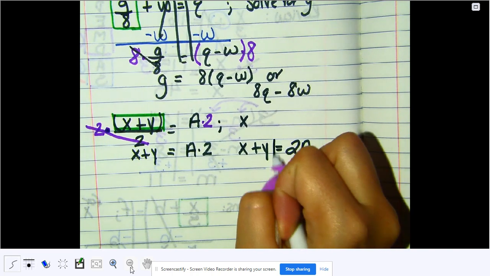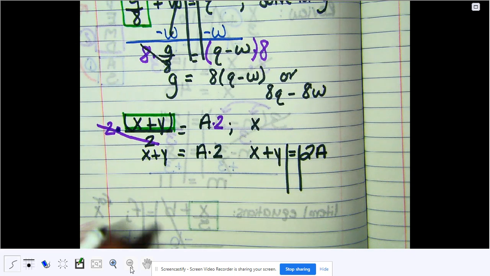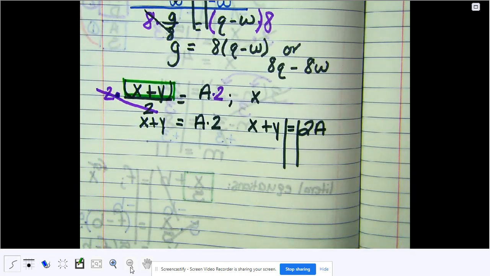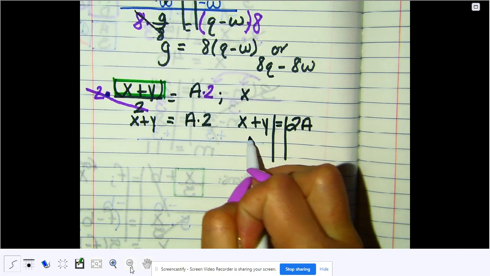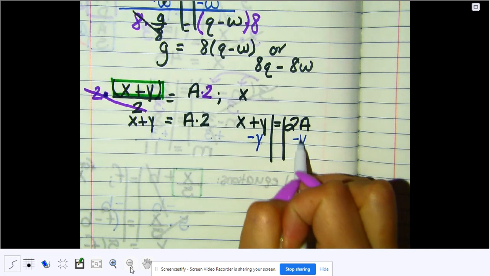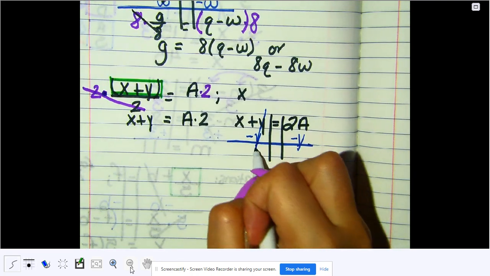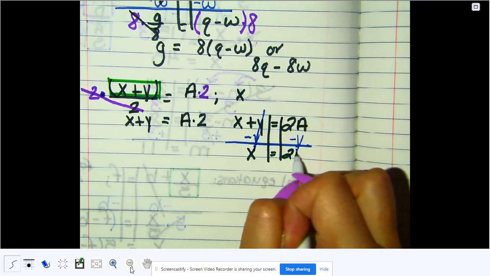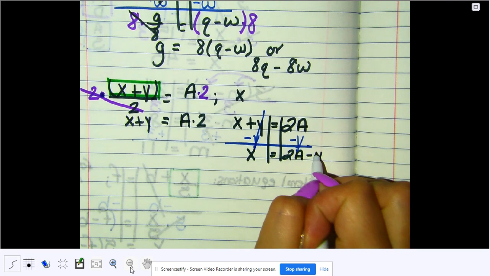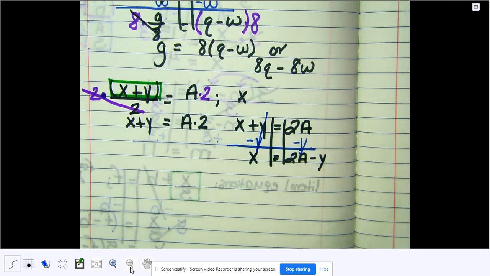I'm going to put the coefficient in front of the A just because that's common mathematical practice. Okay, and I'm getting X by itself, so the opposite of adding Y is subtracting Y. So we're left with X is equal to 2A minus Y. Okay, we cannot combine those.